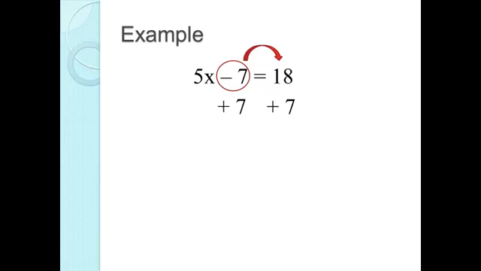On the left-hand side, the negative 7 and positive 7 will cancel. On the right-hand side, 18 plus 7 will give us 25. Notice we are not just left with x equals 25. We are left with 5x equals 25. Our problem is not finished because x is not isolated. Think, how would you get rid of the 5? Since 5 is being multiplied by x, we will divide by 5 on both sides. The 5's will then cancel, and 25 divided by 5 will leave us with the answer x equals 5.